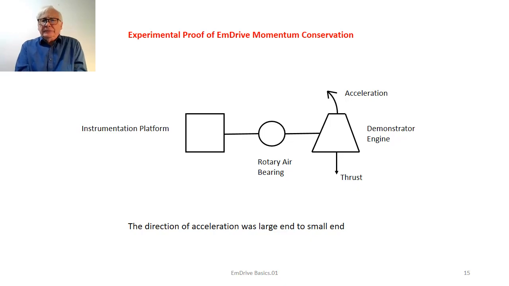And from simply Newton's laws, where we've got mass and a measurement of acceleration, we can determine the value of thrust and then compare it to the static thrust that we measured previously on the rigs that we'll talk about. But the big thing to notice is that the direction of acceleration was large end to small end, as dictated by theory and as dictated by the requirement to comply with the law of conservation of momentum.